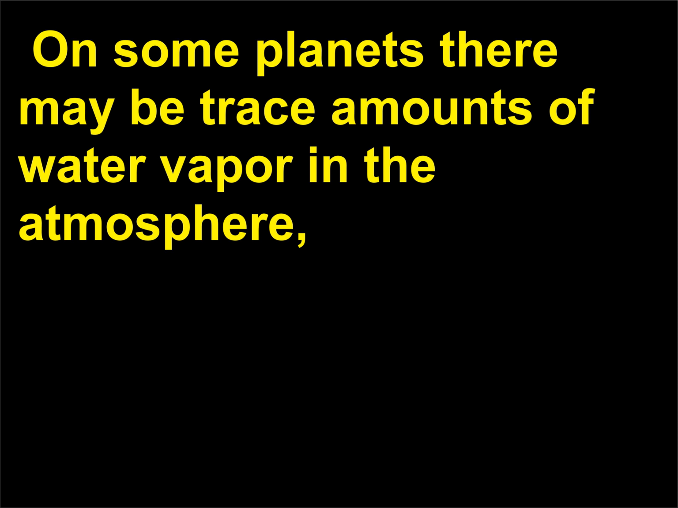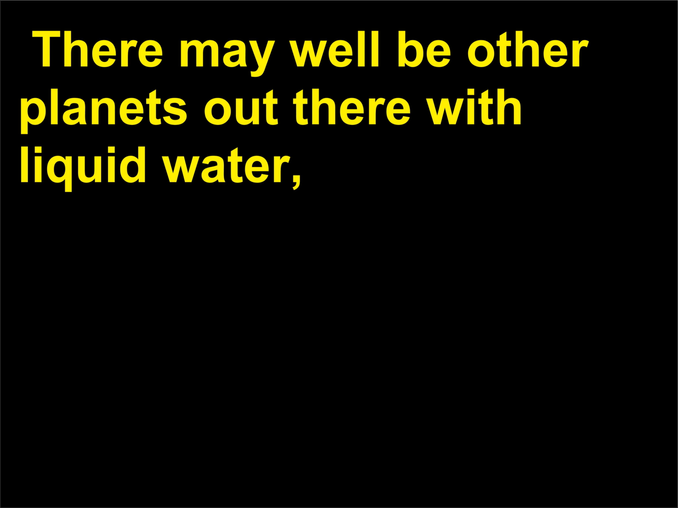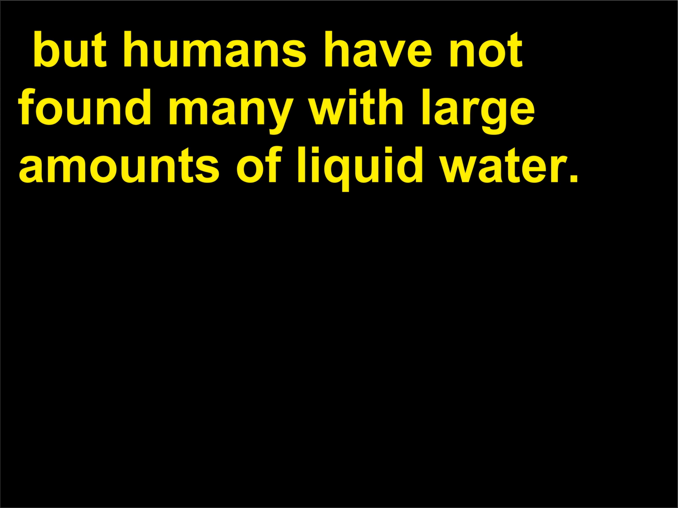On some planets there may be trace amounts of water vapor in the atmosphere, beds of ice on a planet's surface, or superheated, ionized water near a planet's core. There may well be other planets out there with liquid water, but humans have not found many with large amounts of liquid water.